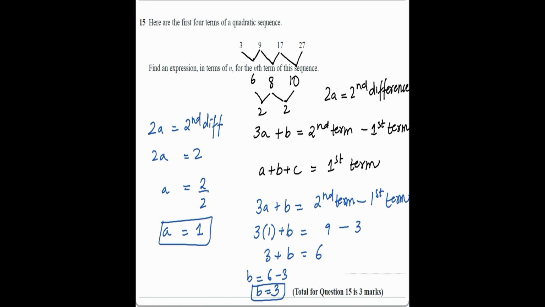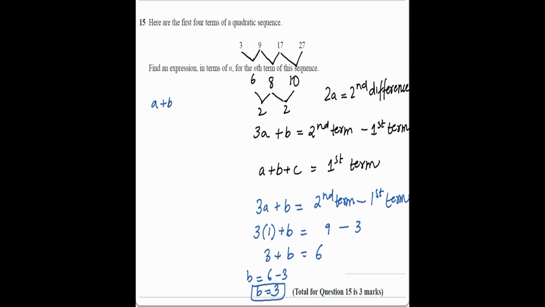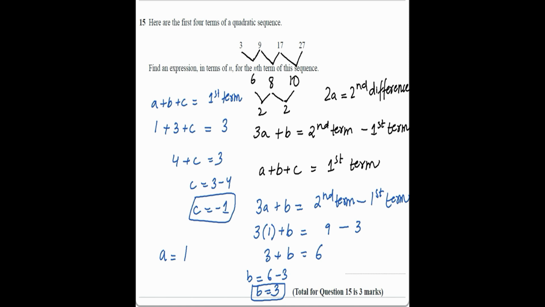After this, we have to use the third equation, a plus b plus c equals first term. So a plus b plus c equals first term, and therefore if we use the value of a, which is 1, plus b which is 3, c will remain as it is, equals first term which is 3. So that is 4 plus c equals 3, and then c equals 3 minus 4. 3 minus 4 is negative 1. So the values are a as 1, b as 3, and c as negative 1.